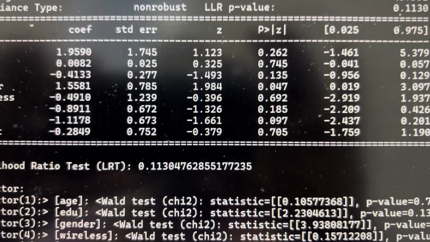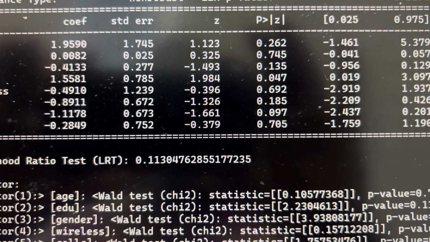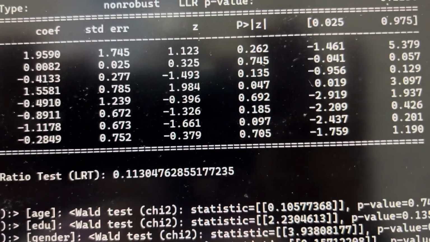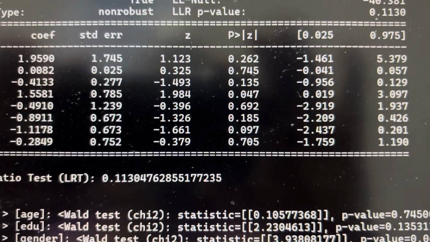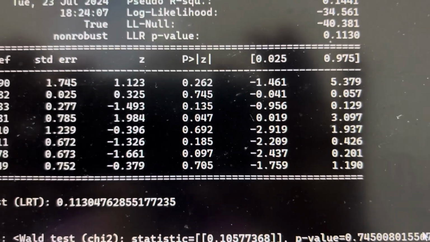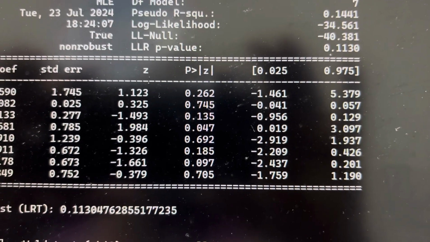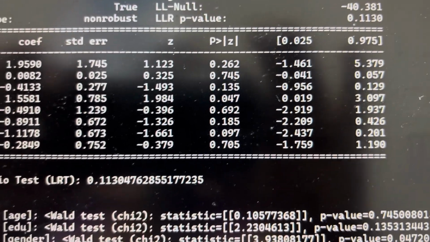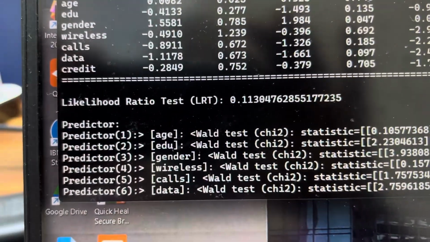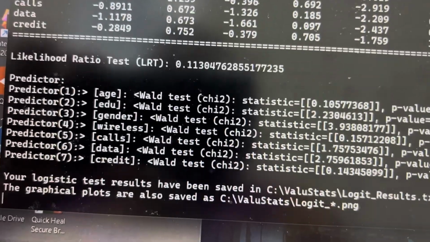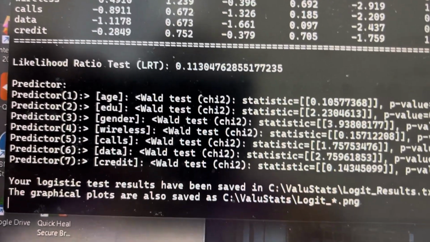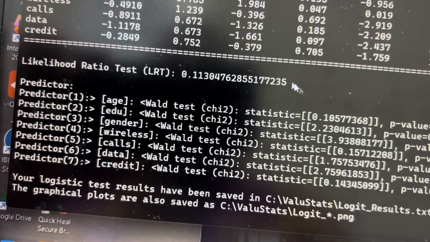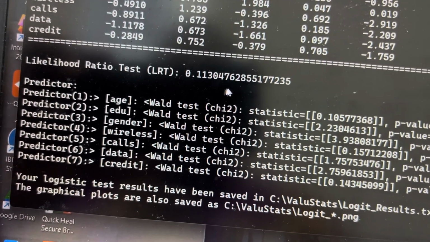That positive relationship shows how long they stay. And when you look at the p-value, you can see that it's only the gender that is actually significant. All others are not significant. You see the confidence interval, the lower confidence interval, and then the upper confidence interval. Now, coming down, you have the log likelihood ratio test, LRT, is 0.1130, and so on and so forth.